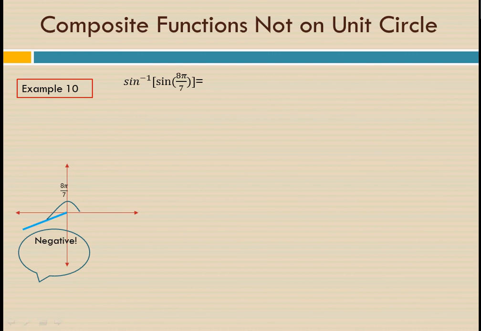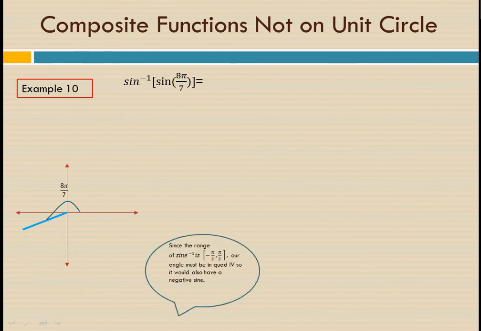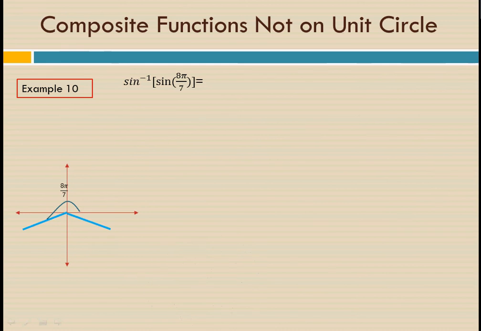So what other quadrant do we have a negative sine in? It would be quadrant 4. Okay, because quadrant 4 is in the range of sine inverse. It's between negative pi over 2 and pi over 2. So what is that angle? You guys are going to start to see a pattern to this. That angle is negative pi over 7.